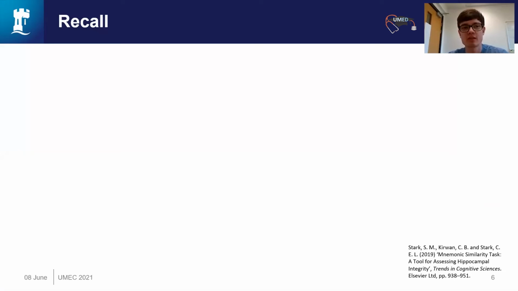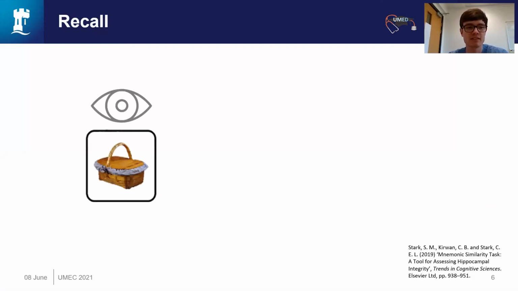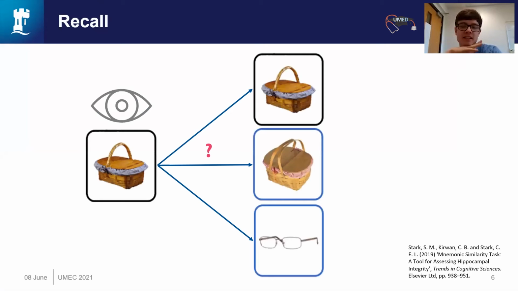So we looked into recall, and I just want to illustrate something from another study called the mnemonic similarity task. So what Stark et al. did was they showed images to individuals, and then they showed them a series of images afterwards, and they were asked to say whether or not they'd seen that image before. And obviously, looking at these images here, the top image is the exact image, so if someone was to say, yes, I've seen that before, they'd be exactly right.